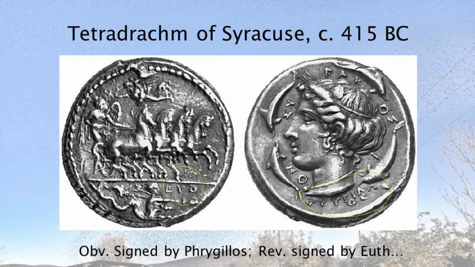Yet another team of engravers is known from Syracuse about the same period. Epsilon upsilon theta abbreviates the name on the reverse, and a certain Phrygilos signs just below the portrait on the obverse here.